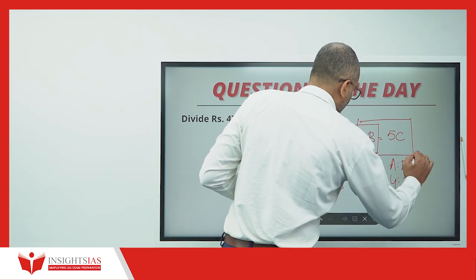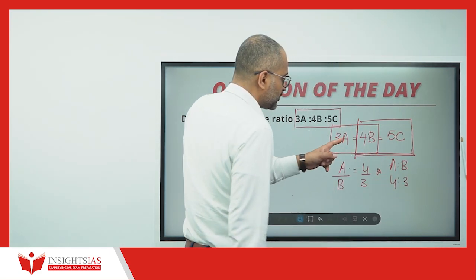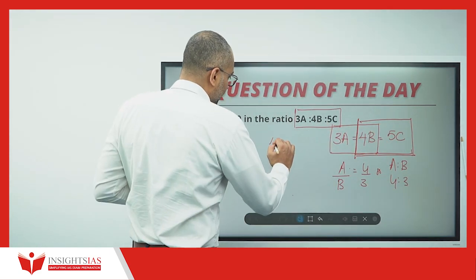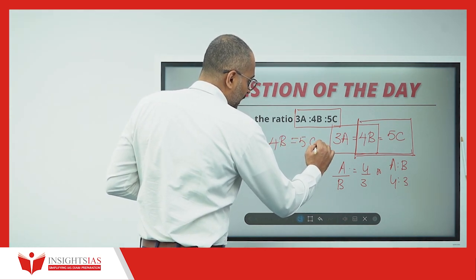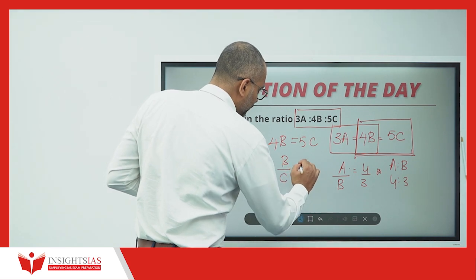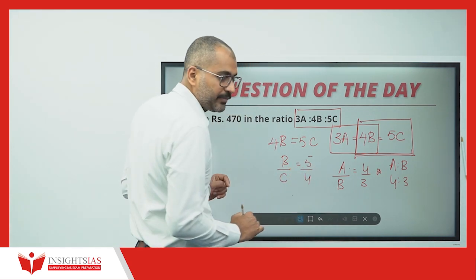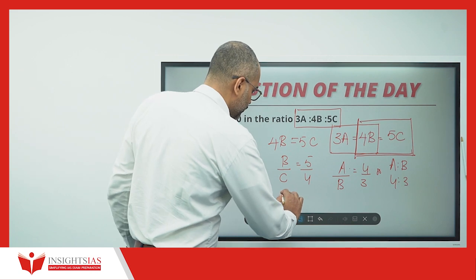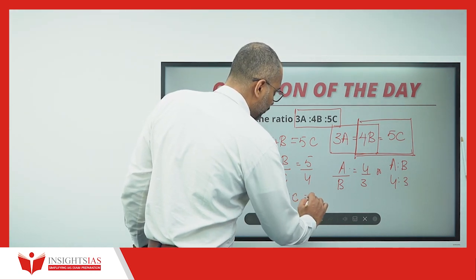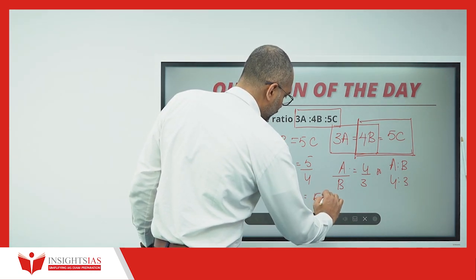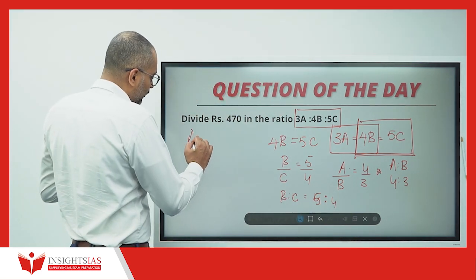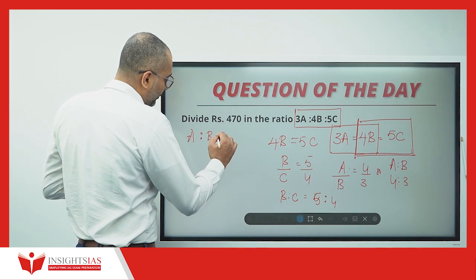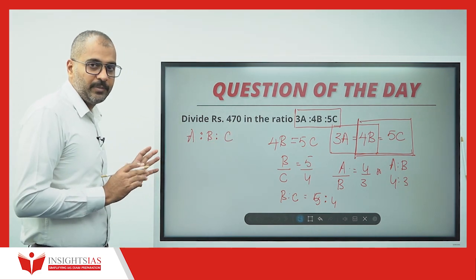Similarly, now if I take these two parts and compare, means comparison of B and C, I can write it in this way: 4B is equal to 5C. So, B by C becomes what? 5 by 4. Or else B is to C, which will be equal to 5 is to 4. Isn't it? Now, if I have to compare all of them together, A is to B is to C.